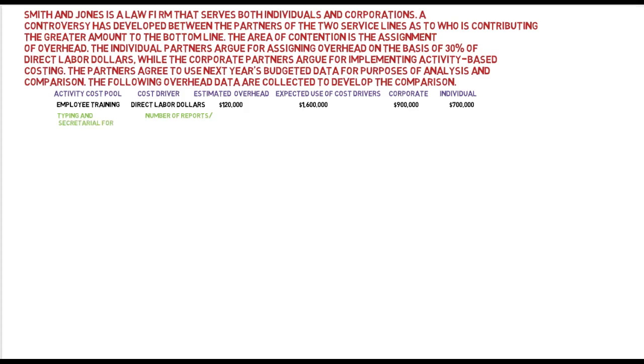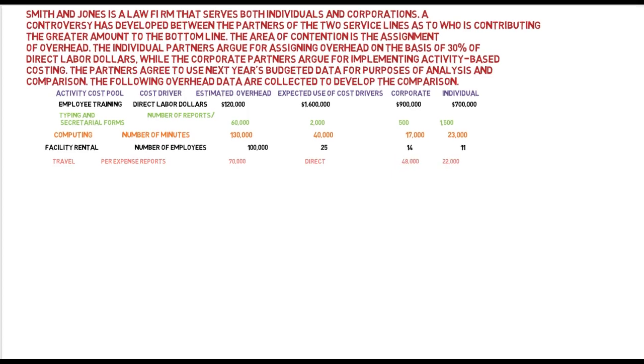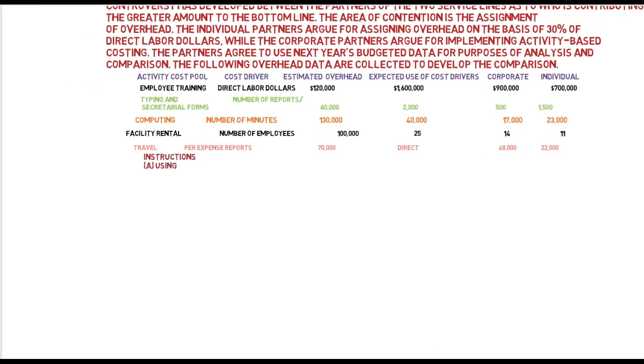So here they look at the following data collected to develop the comparison. Now they have activity cost pools. They've determined the drivers, the estimated overhead, expected use of the cost drivers, and the breakdown between the corporate and individual. So you see the pools are employee training, typing and security, secretarial forms, computing, facility rental, and travel. Cost drivers: direct labor dollars, number of reports, number of minutes, number of employees, per expense reports, and so on.